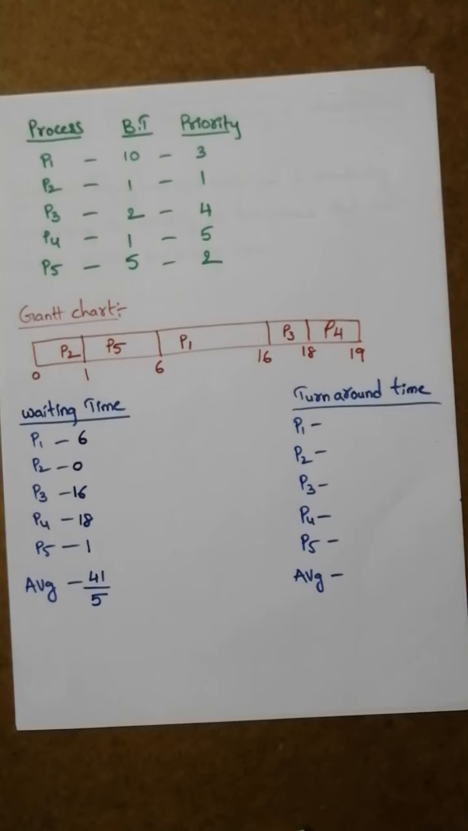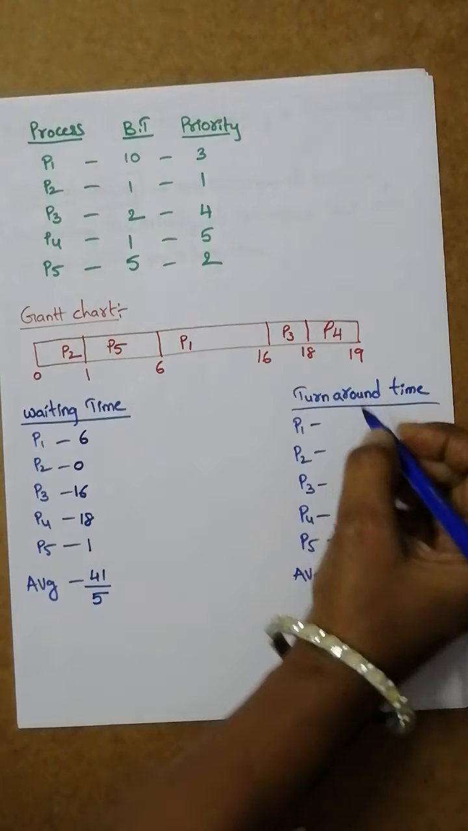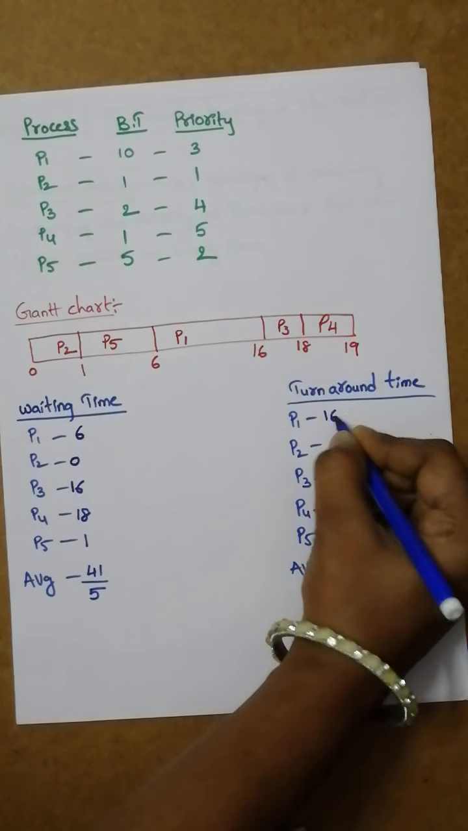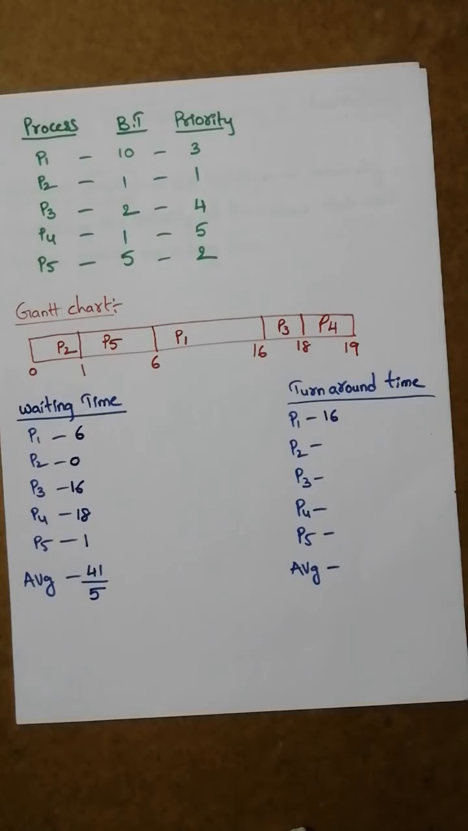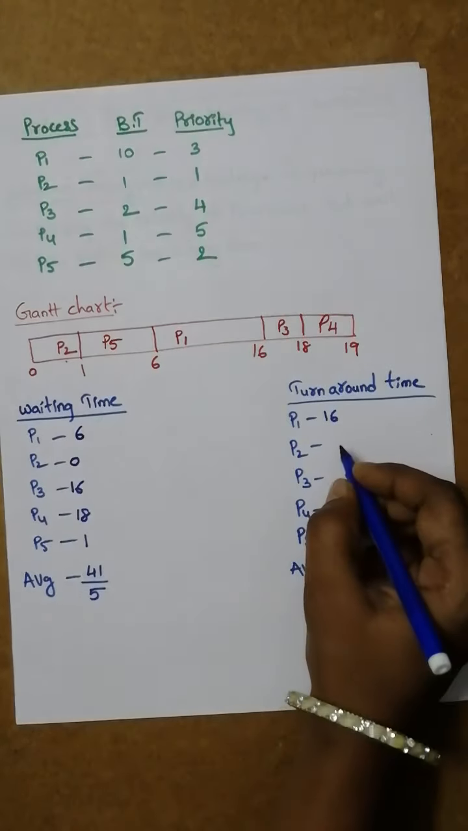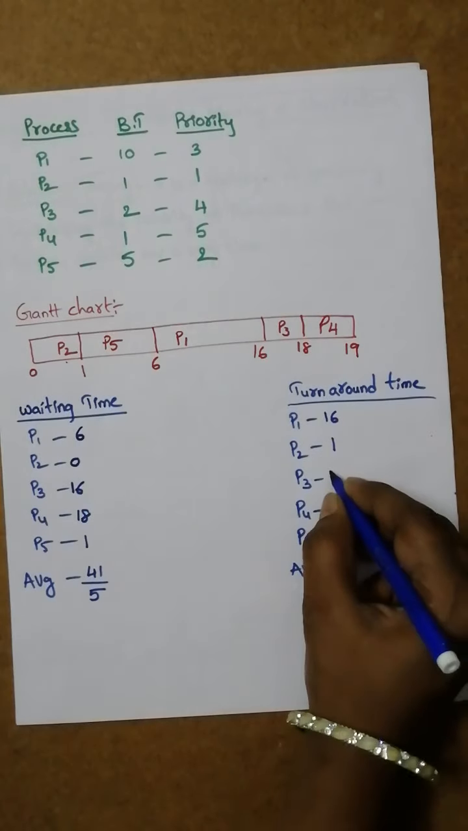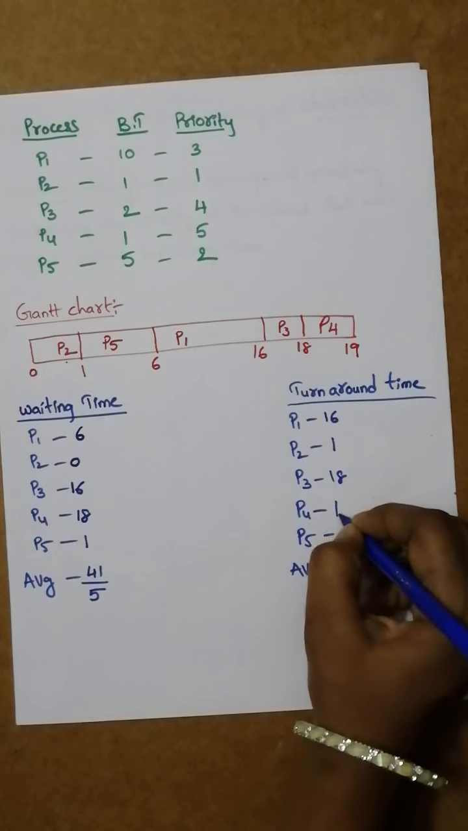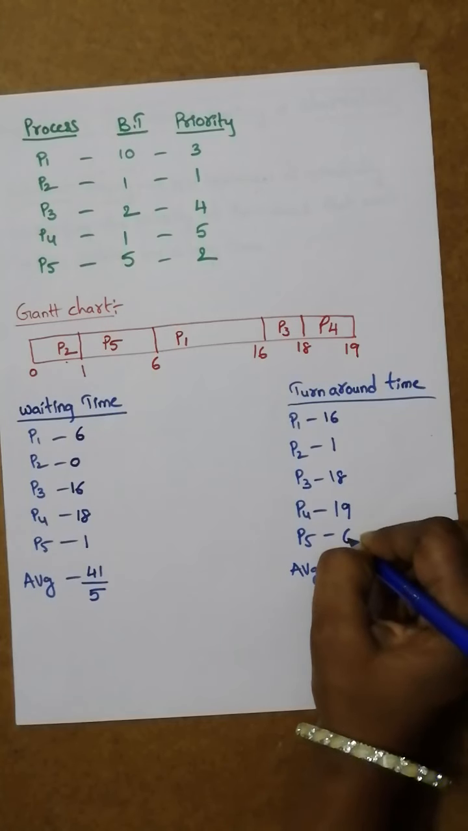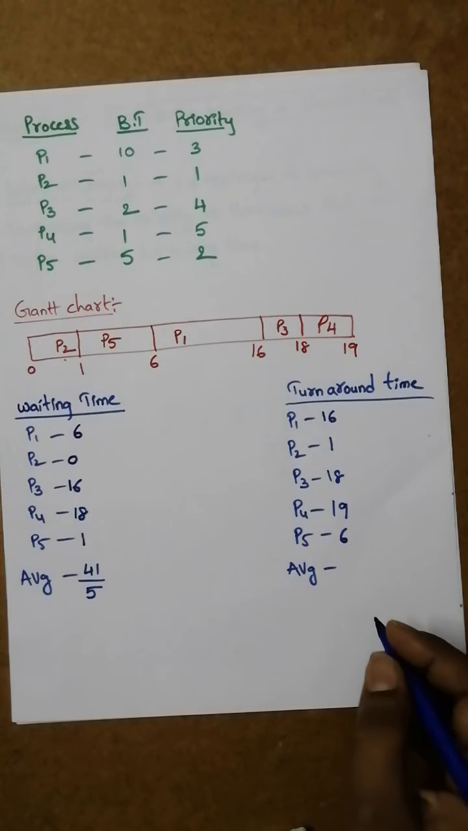Now let's see the completion time of P1. So completion time of P1 is how much? P1 is completing its execution at 16th millisecond, so it is 16. Now similarly, completion time of P2. P2's completion time is 1, so it is 1. Next, P3's completion time is 18 and P4 is 19. P5 is 6. So I'm not subtracting 0 because arrival time is 0 for everything.